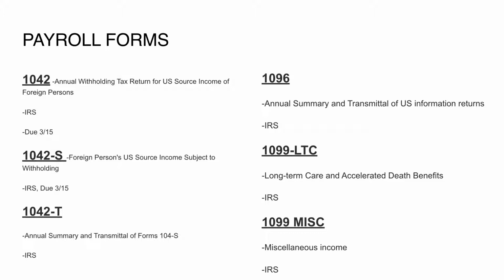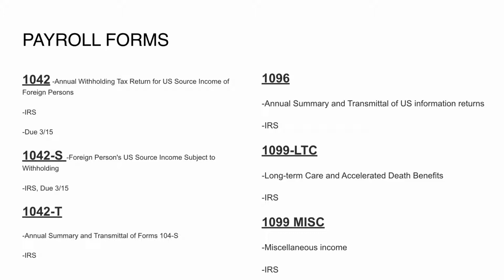Payroll forms, Form 1042. Annual withholding tax return for U.S. source income of foreign persons, reported to the IRS, due on March 15th. Form 1042-S. Foreign persons' U.S. source income subject to withholding, reported to the IRS and due on March 15th. Form 1042-T. Annual summary and transmittal of the Forms 1042-S, reported to the IRS.